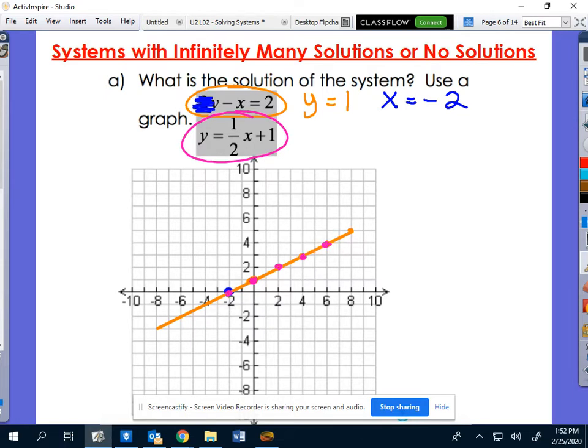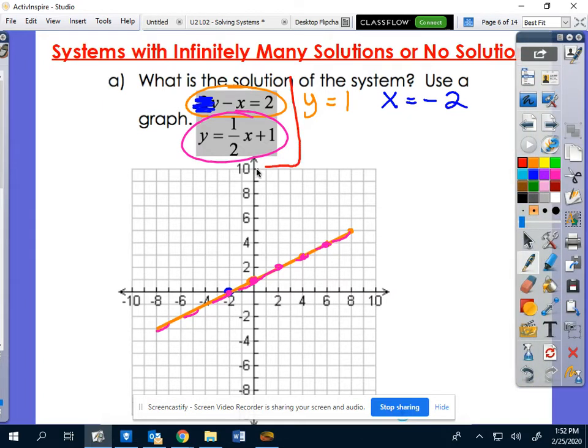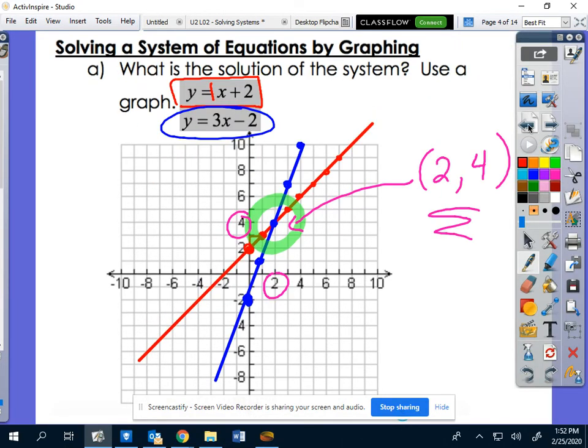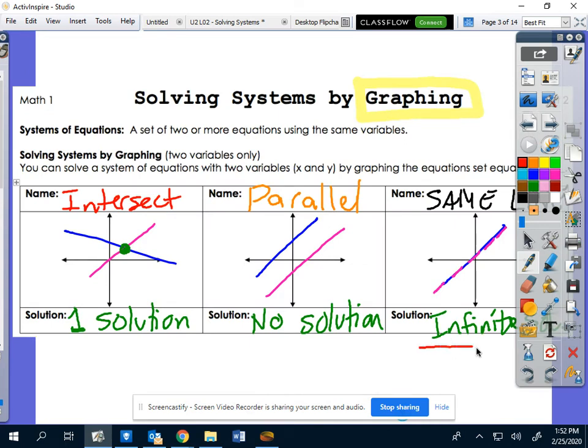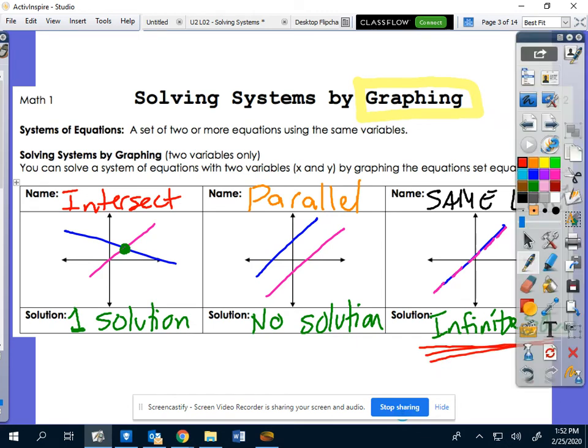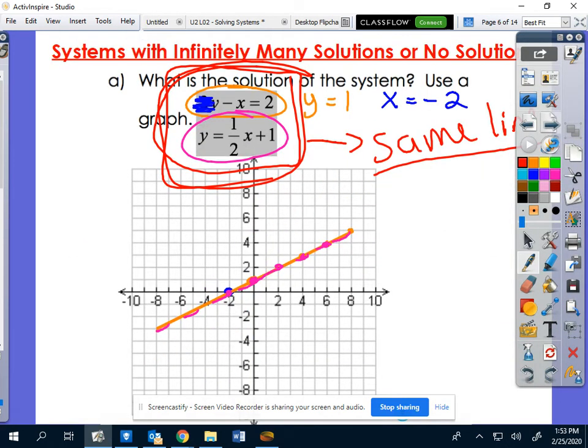So what you're noticing is that this line is actually exactly the same, right? They didn't look the same back up at the beginning. At the beginning, they looked quite different from each other, right? But when you graph them, they're actually the exact same line. So because they're the same line, if you reference your notes up above, when you have the same line, remember that simply means that you have an infinite number of solutions. So our lines are actually the same in this case.